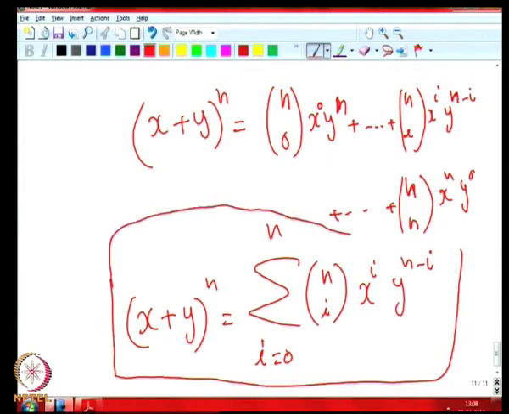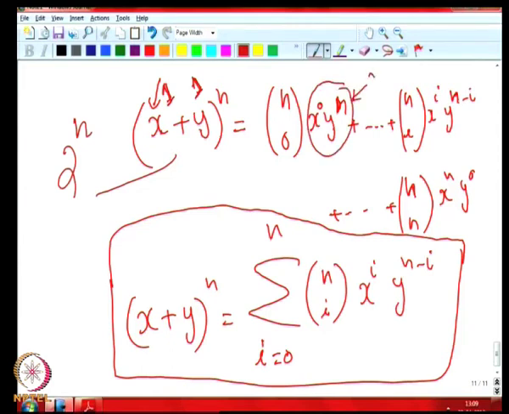So, now we can try substituting some values for x and y. What if I put x equal to 1 and y equal to 1, what will happen? Then this will become 2 to the power n, because x plus y is 1 plus 1. And what will the right side become? Here you put x equal to 1, y equal to 1.